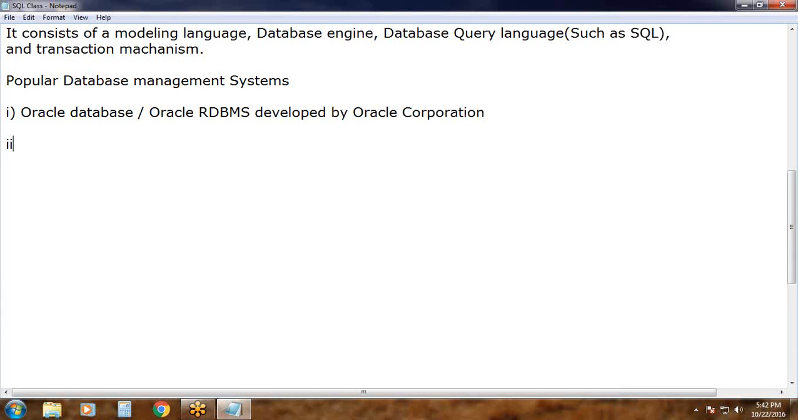Next, MS SQL Server. Microsoft SQL Server. Is it commercial or open source? Open source? No, SQL Server is commercial. But a free edition is also there, a limited edition. Basically, Microsoft SQL Server is commercial software.